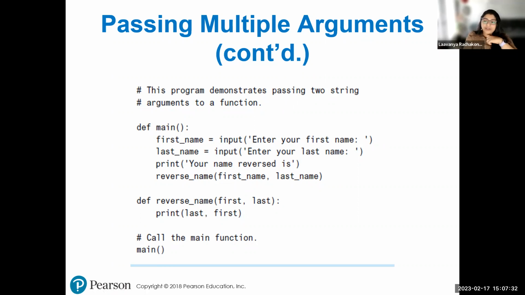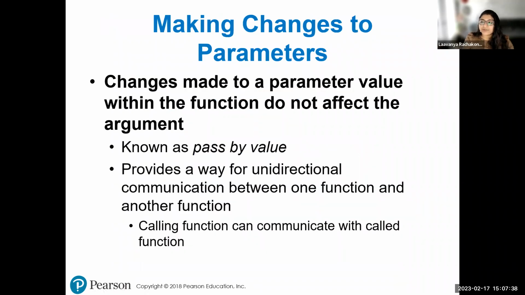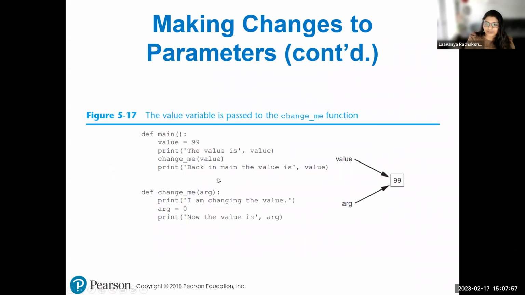Now, you could always change the values of the parameter variables. Changes made to the parameter value within the function do not affect the argument. We will take some examples as well. Such a concept is called pass by value. Basically, this provides a unidirectional communication. And let's take a look.